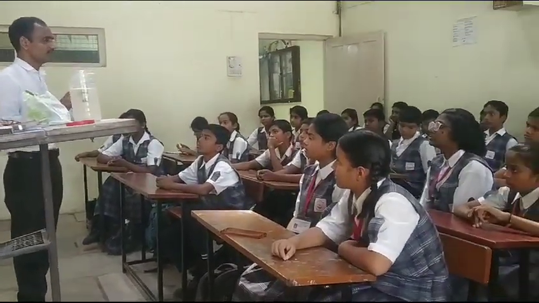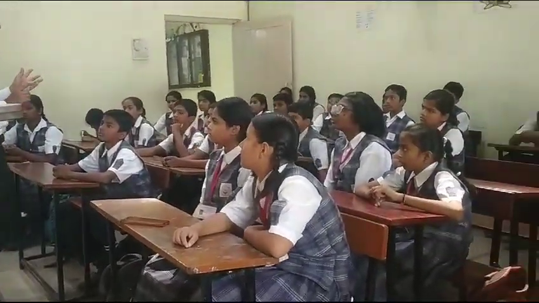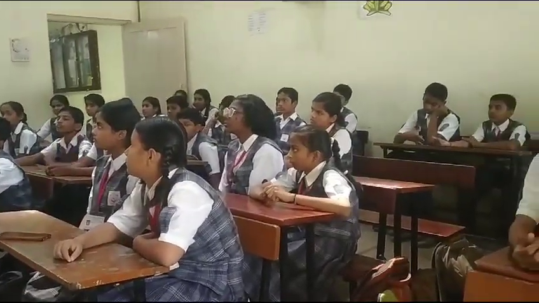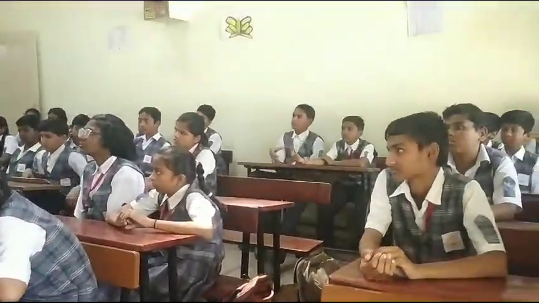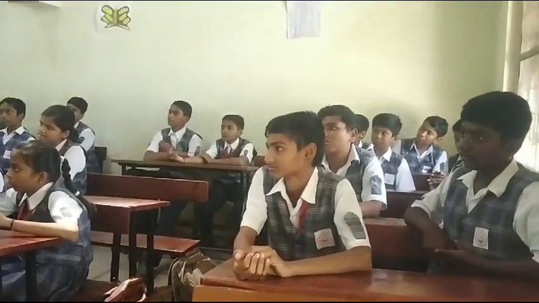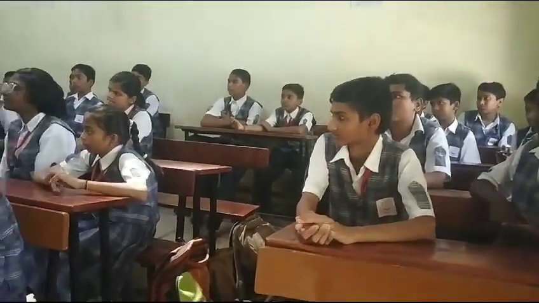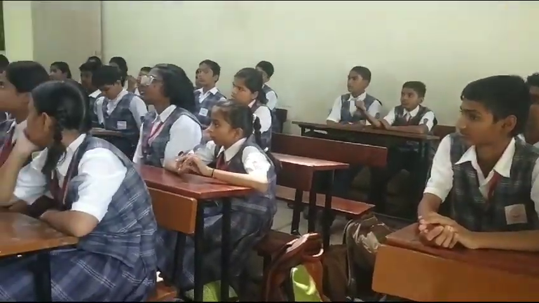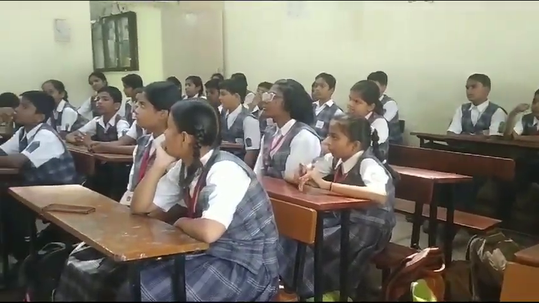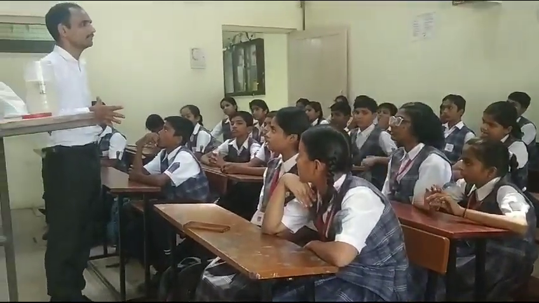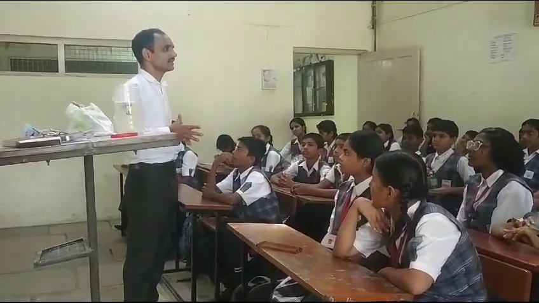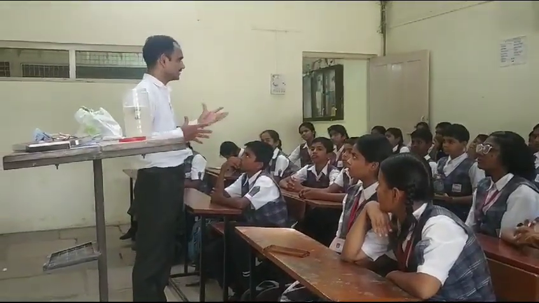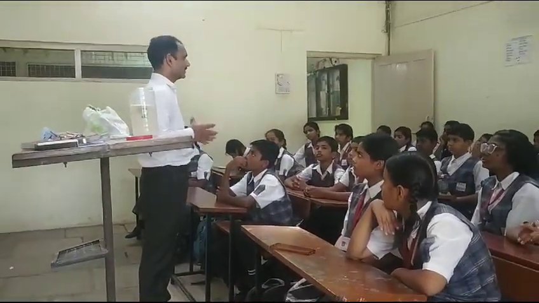What did I say? Different seas or oceans, their salinity will be different. For example, to the west of India, the Arabian Sea is there. The salinity of the Arabian Sea you have to find out. Then to the south of India, the Indian Ocean is there. Find out the salinity of the Indian Ocean. To the east of India, the Bay of Bengal is there. Find out the salinity of the Bay of Bengal water.